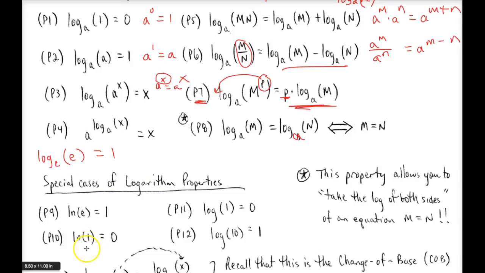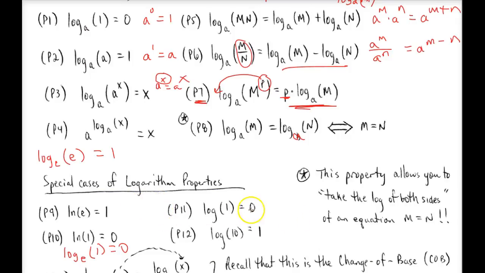Natural log of 1 equaling 0 could be rewritten as log base e of 1 equals 0. And if you look, that is a special case of property 1 when the base is the irrational number e.